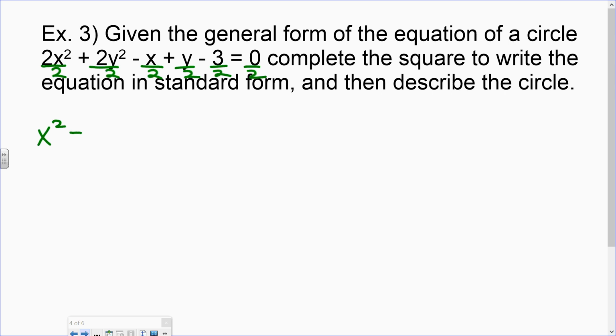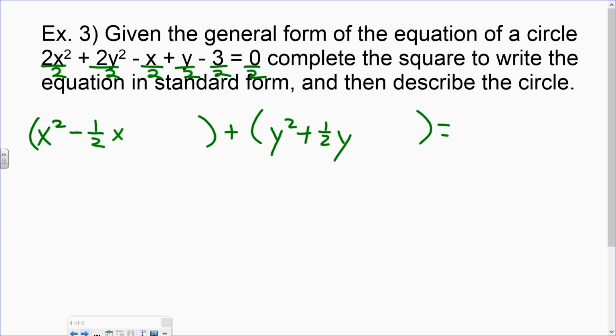So now it's 1x squared minus a half x. And put the y's together. They are now 1y squared plus a half y. Bring the constant over on the right-hand side. It was minus 3 halves, so now it's plus 3 halves. So this will be a little bit messier to complete the squares here. But I need a short x parentheses and a short y parentheses equals something.